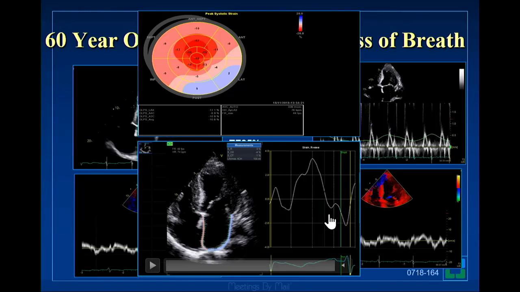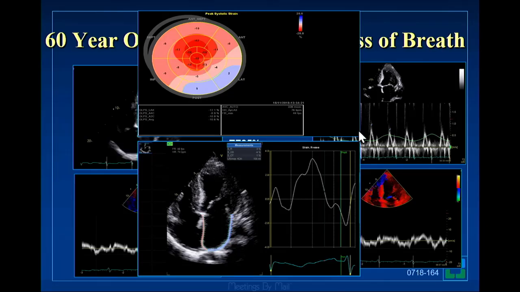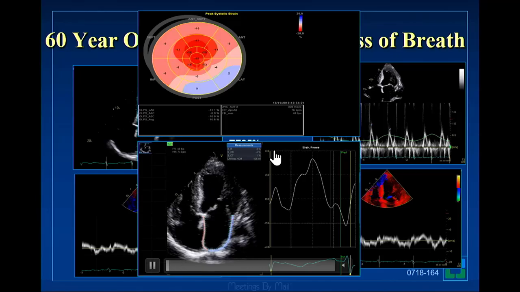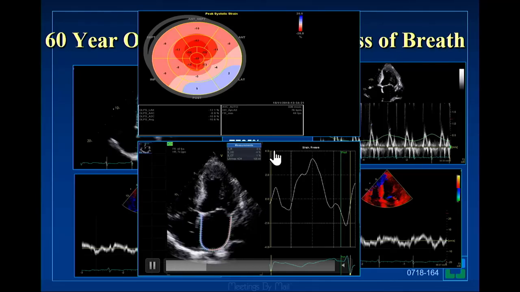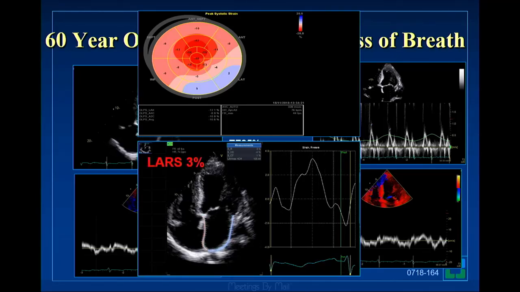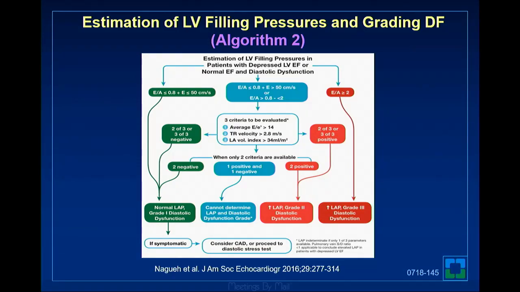Now, left atrial reservoir strain, LARS, stands for my chief at Cleveland Clinic. His name is Lars. So he likes when I tell him that your left atrial reservoir strain is so-and-so. But anyways, this left atrial reservoir strain is 3%, which is very abnormal. So therefore, this patient has a high EA ratio and grade 3 diastolic dysfunction. So this is quite straightforward.